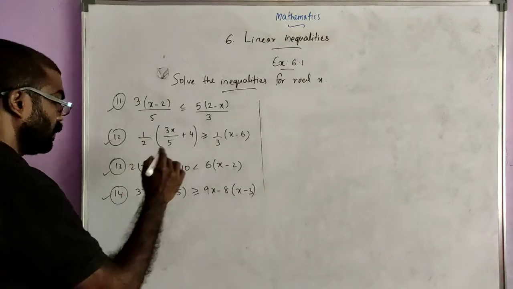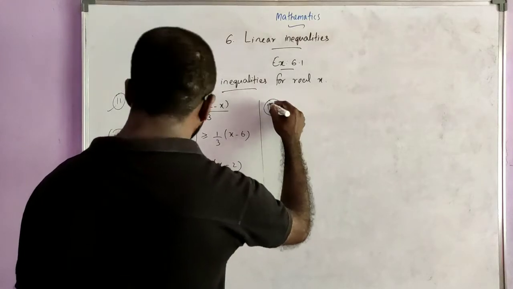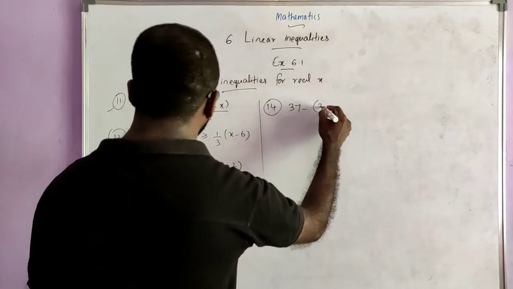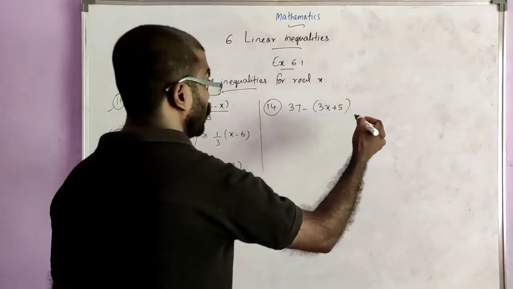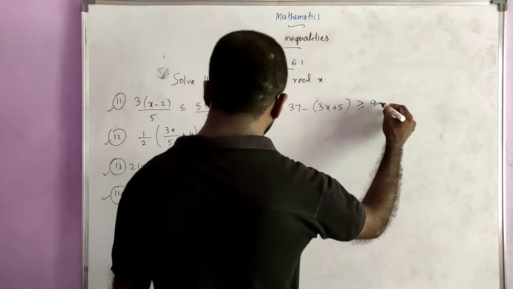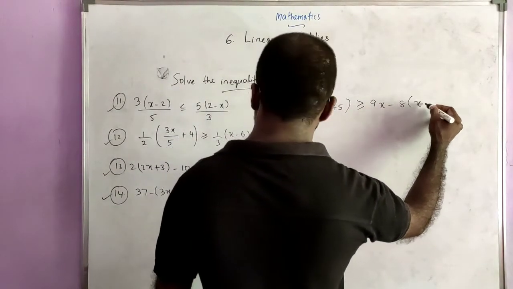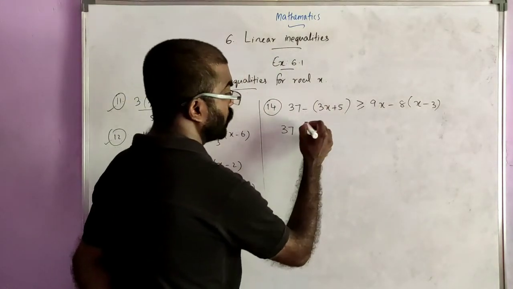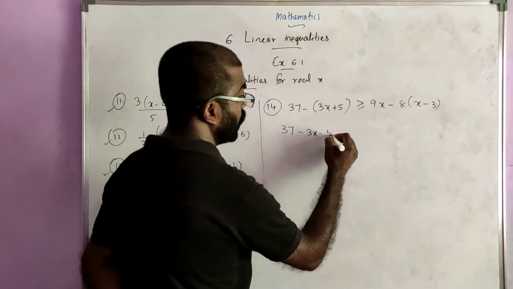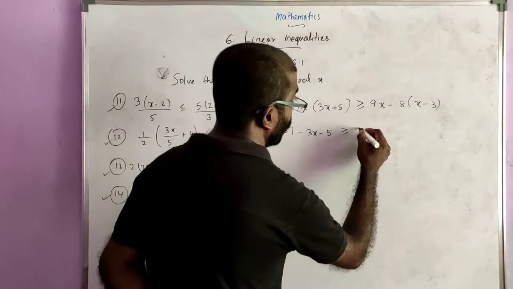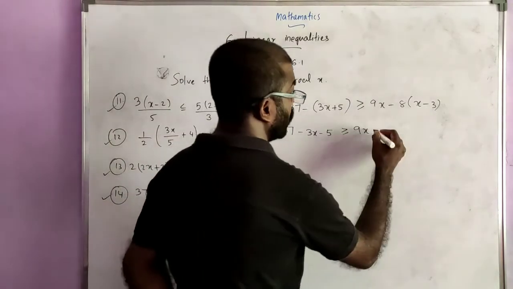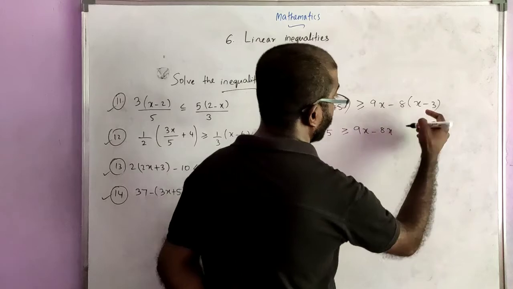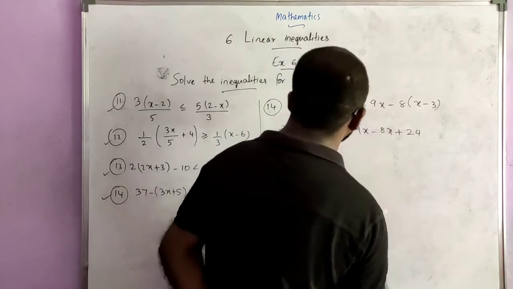Now we move on to question number 14. 37 minus (3x plus 5) greater than or equal to 9x minus 8(x minus 3). So 37, we can remove the bracket, minus 3x minus 5 greater than or equal to 9x minus 8x, minus into minus plus, 8 3s are 24.